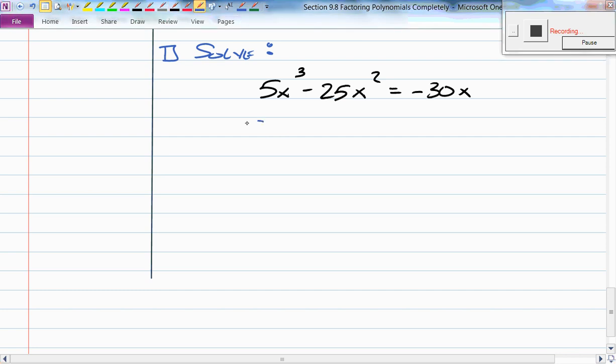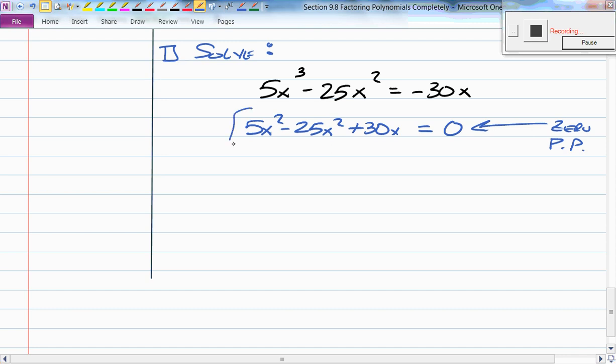So that's what we're going to do. We're going to write down 5x to the third minus 25x squared plus 30x equals what now? Zero. It's very important. You want to get that zero on the other side there because then you can use the zero product property in just a minute.